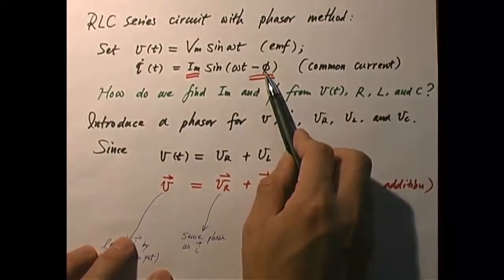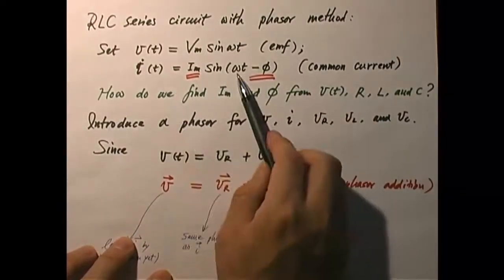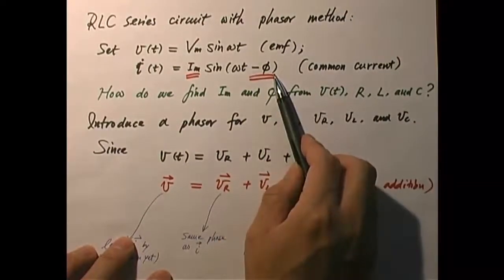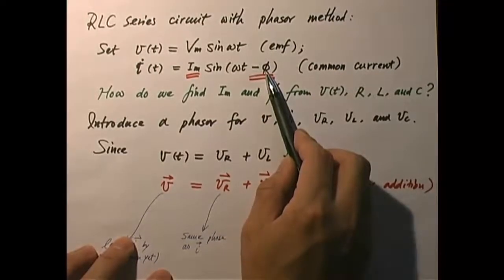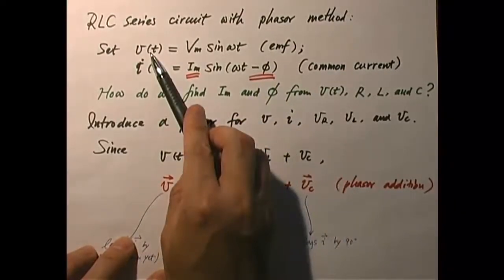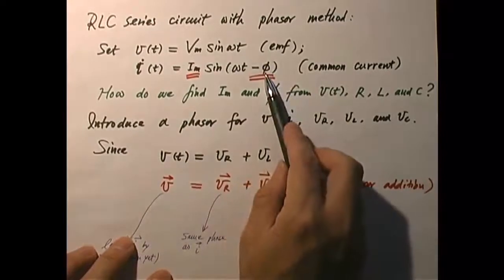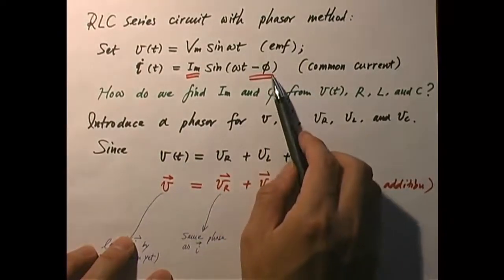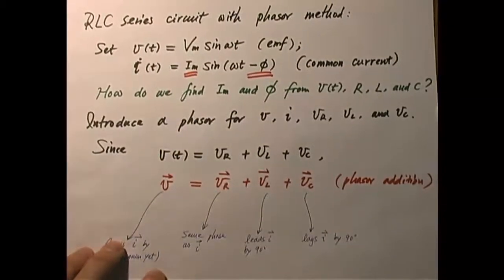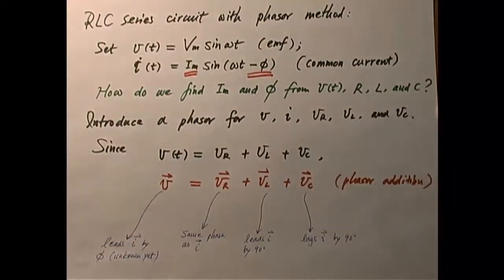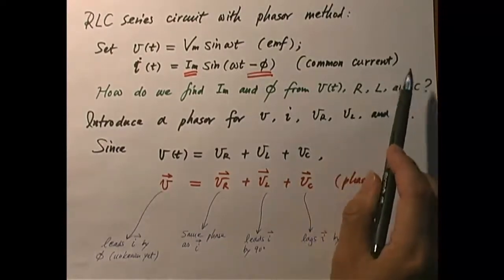So you can imagine that the resultant current will have the same omega, but it will not necessarily have the same phase. So I'm going to write omega t minus phi. I'm going to assume that the current lags behind V, the EMF, by an angle phi. Of course, it doesn't have to be lagging behind. If phi turns out to be negative, that means the current actually leads the EMF by an angle phi. So that's the common current going through all three elements.